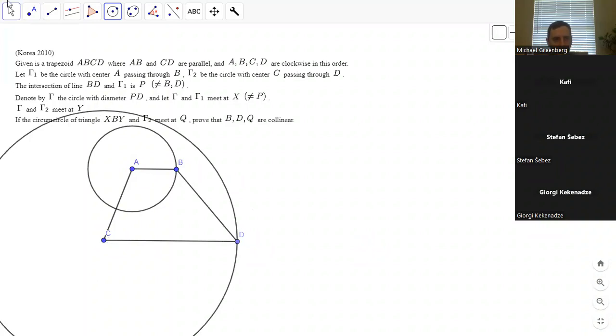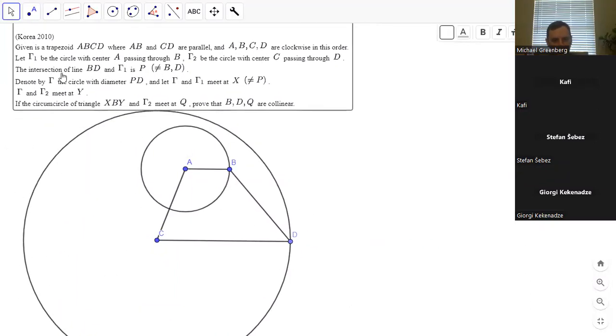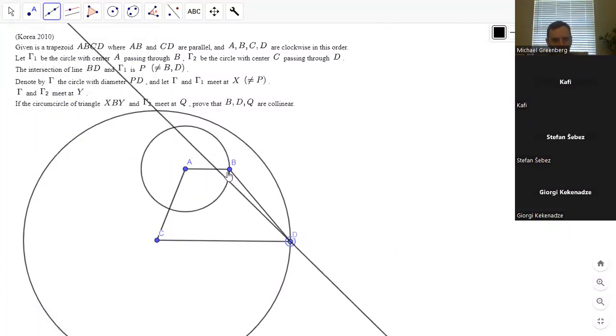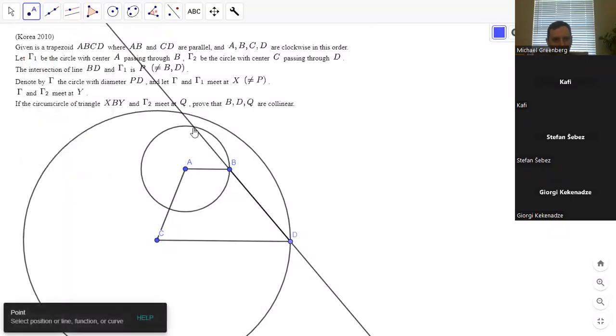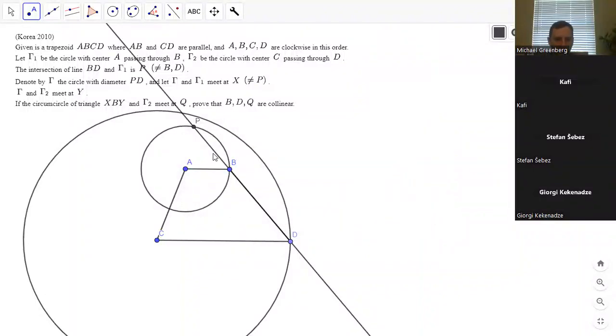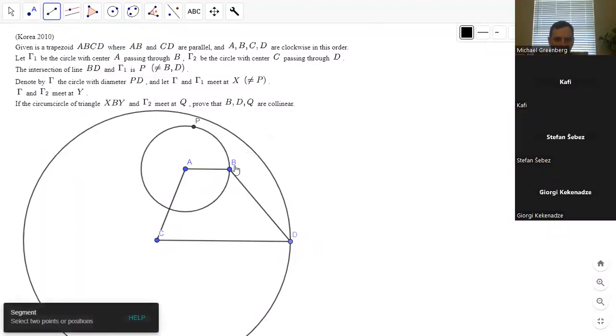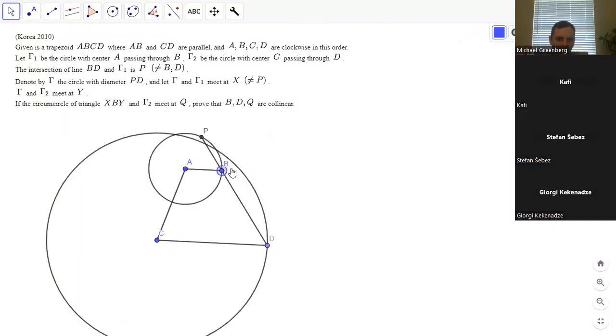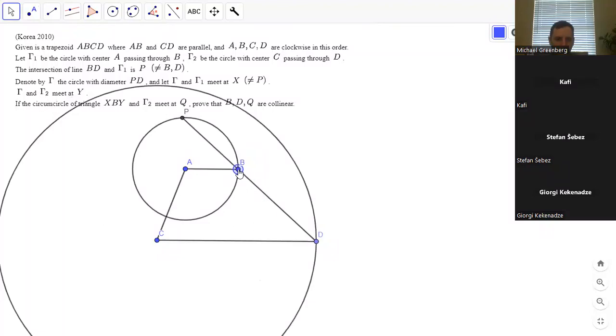Then we see, where does BD intersect the smaller circle again? And so we let that be P. It almost looks like P lies on AC, but it doesn't. We could make it. I think that's fine for now. And draw the circle with diameter PD.